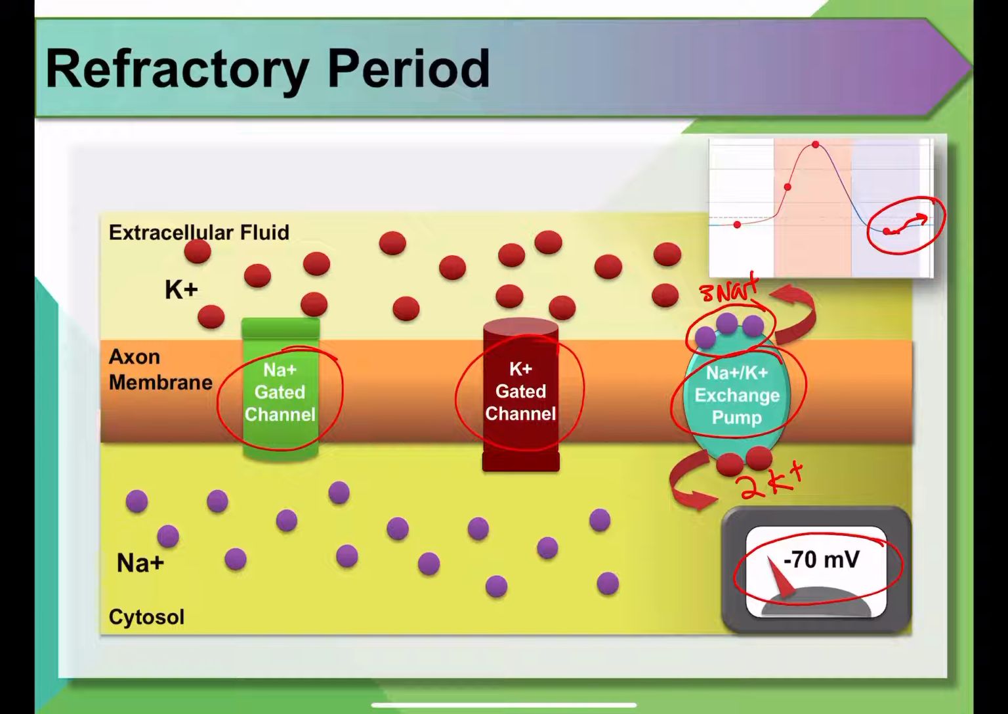Make sure you know what the sodium potassium exchange pump does, how many ions and which ion it moves out of the cell, and how many ions and which ion it moves into the cell, and the fact that it requires ATP. It's a pump, which means it's an active transporter that requires ATP to do its job.